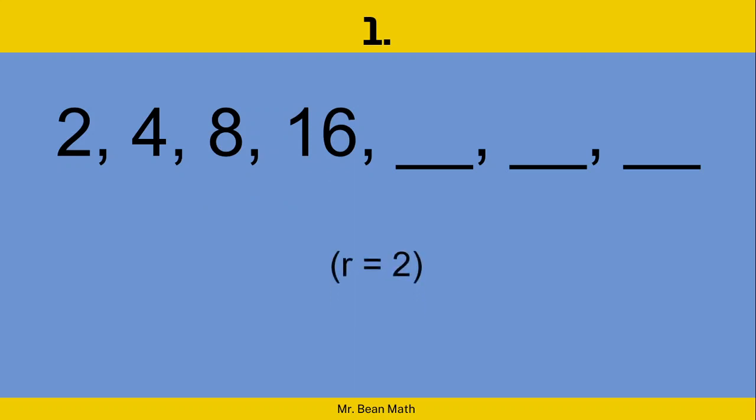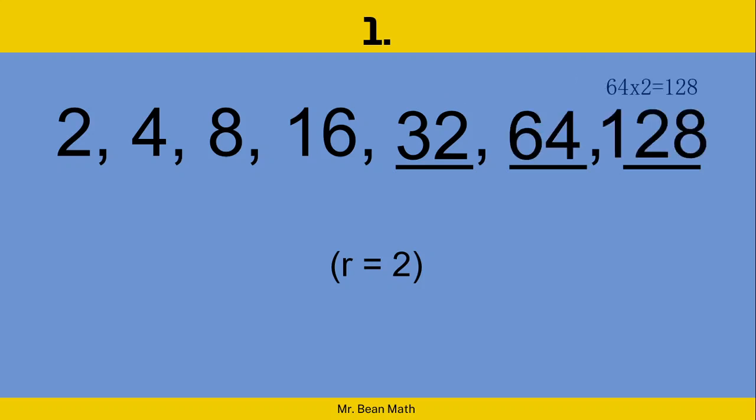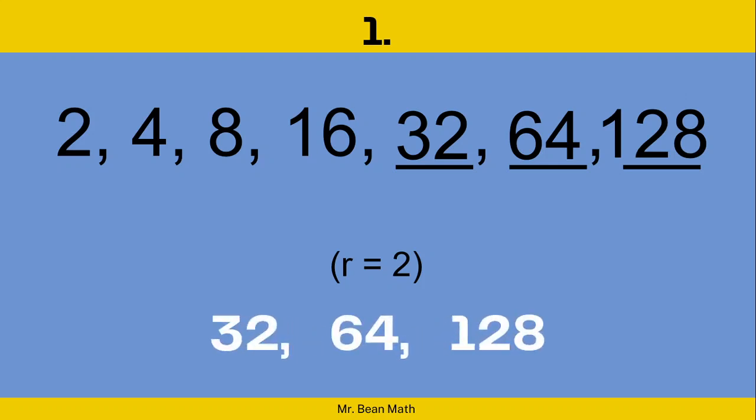Now, we'll multiply the ratio to the succeeding terms for us to get the next three terms. So, we'll start by multiplying 2 to 16. So 16 times 2 is equal to 32, 32 times 2 is equal to 64, and 64 times 2 is equal to 128. Therefore, our next three terms are 32, 64, and 128.